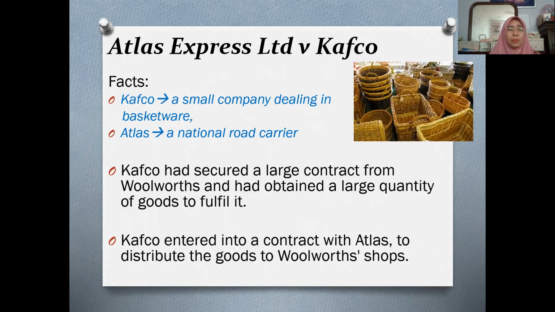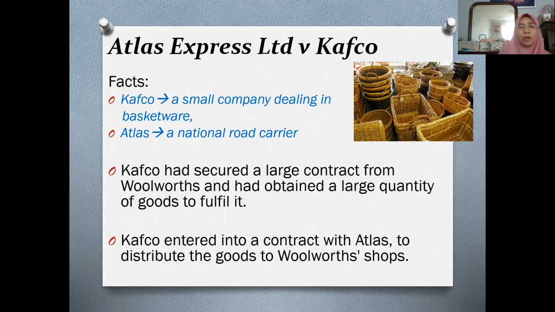So Kefco, this small basketwear company, has secured a large contract from Woolworth. Woolworth is a retail company. Like in Malaysia, we have Aeon. But Aeon is not really local, right? But still, that's an example. Woolworth had obtained a large quantity of goods to fulfill it.